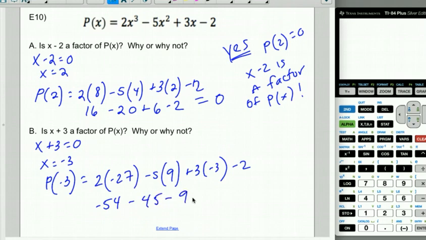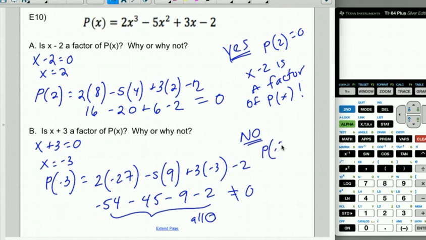What I want you to notice is that these are all negative, right? These are all negative, so this is not 0. So the answer is no, and my reasoning is that p of negative 3 is not 0. I don't need to find out what it is. I can tell without spending a lot of time adding that this is definitely not 0, and that's all I needed to answer the question.